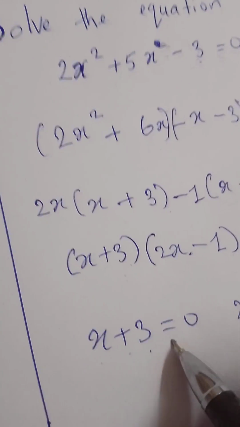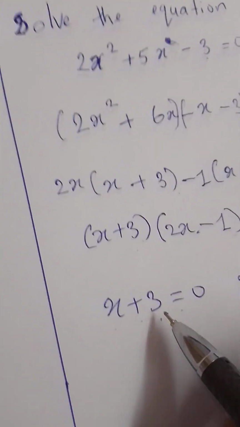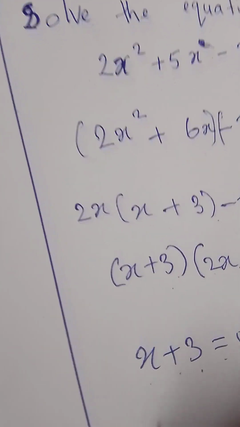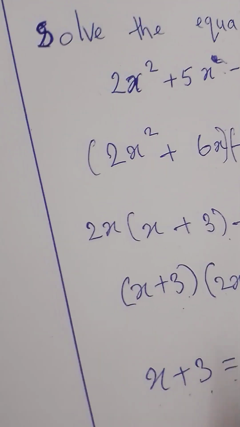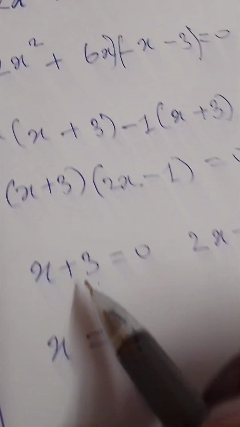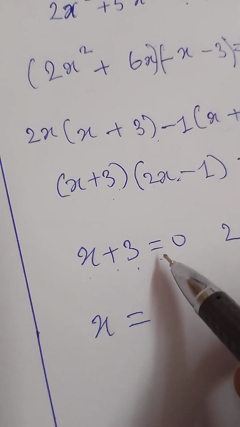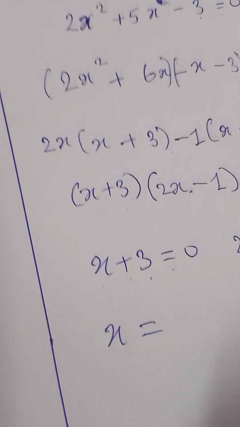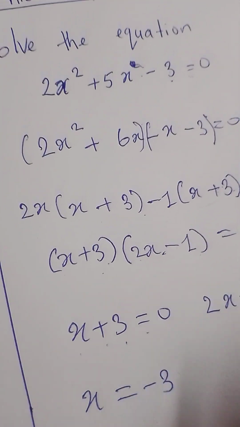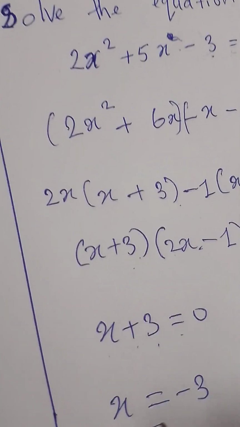Let's apply the same rule here. X plus 3 equals to 0. Now let's send this 3 to the other side. It will be x equals to, since we are sending this plus 3 across the equality sign, the sign will change from positive to negative, which will be negative 3. This is one of our values of x.